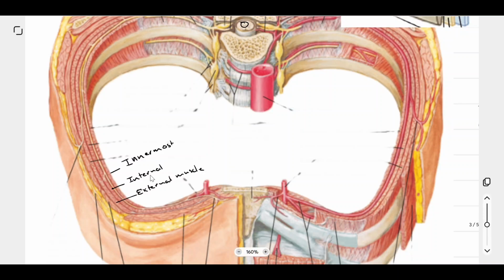It pierces the internal intercostal muscle. The nerve pierces. Here is the nerve. I am tracing the nerve. It pierces the, this is our internal intercostal muscle, and the anterior intercostal membrane. This is the membrane. It pierces both of them to continue as the anterior cutaneous branch, which ends up by dividing into medial and lateral cutaneous branch. This is our lateral branch and this is our medial branch.